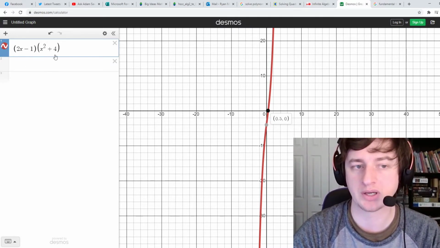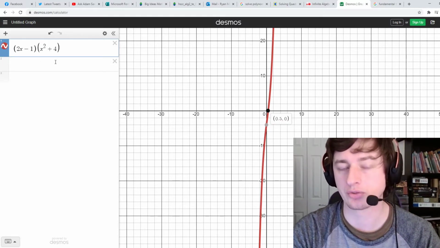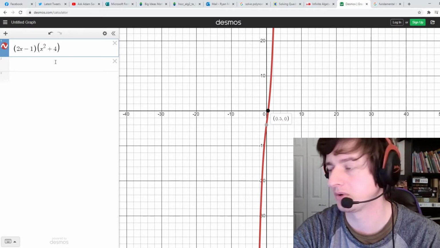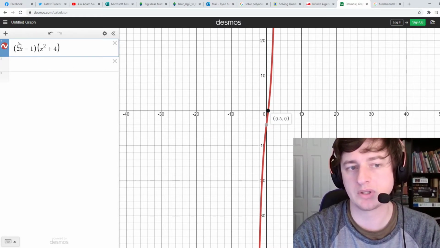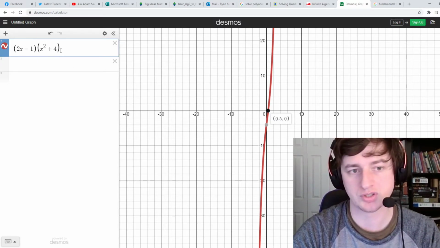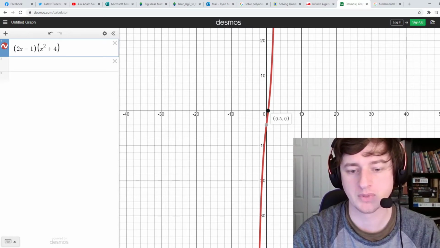This, if we multiply it out, gives us an x cubed. There are 3 solutions. 2 of them are imaginary, we don't care, and 1 of them is real, this 0.5. We're not really going to give you problems like this. I just want you to see it because it exists.